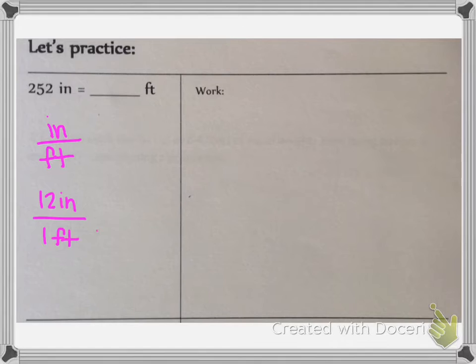The first ratio is going to be from what we know. We know that we have 12 inches in 1 foot. Proportion means equal, so that is equal to what I'm trying to find. I am trying to find 252 inches, and I want to know how many feet that is. So it's X feet because I don't know. We're going to say the unknown.